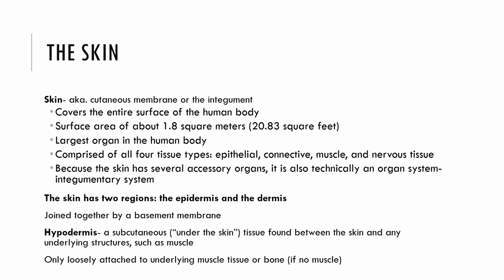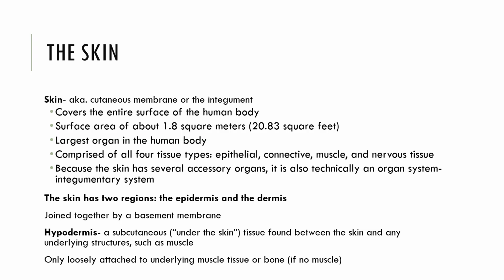So the skin covers the entire surface of the body. It is your largest organ. It has a surface area of about 1.8 meters. It's comprised of all 4 tissue types. The skin has several accessory organs, so it's technically an organ system.